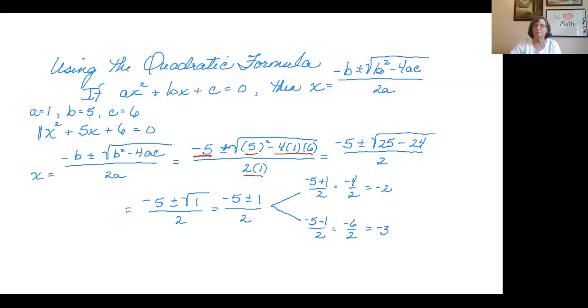How about, I don't know, let's go with 2x squared plus x minus 3 equals 0. A is 2, B is 1, C is negative 3, because this is a 1x.